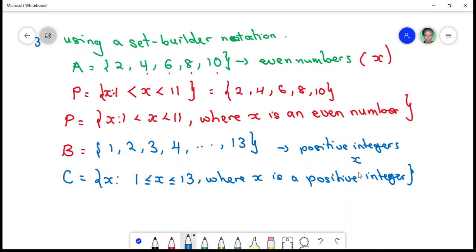You see how interesting it is. So you could relate to things around you and you could actually describe and write sets yourself.